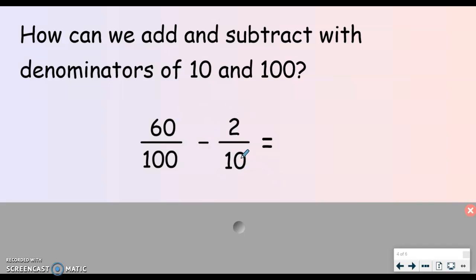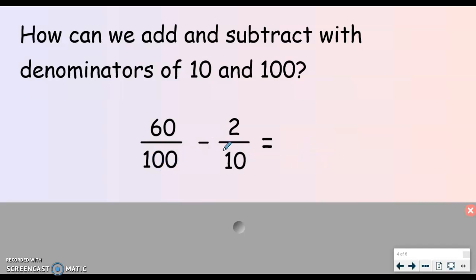And in order to do that, you actually have to create a common denominator, or in other words, the number on the bottom has to be the same before you can add and subtract. So what does that mean exactly? Well, if I have 60/100ths minus 2 tenths, I can't just do 60 minus 2 and say it's 58, and then I can't just do 100 minus 10 and say it's 90.